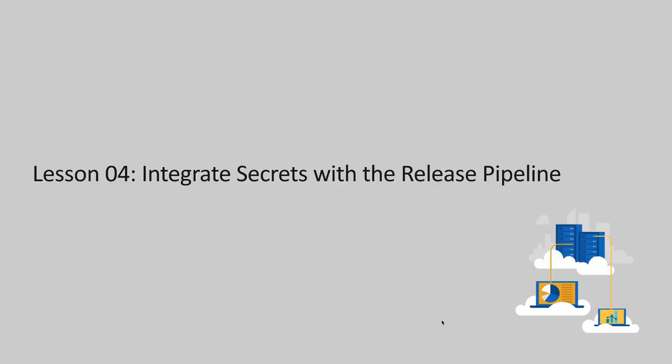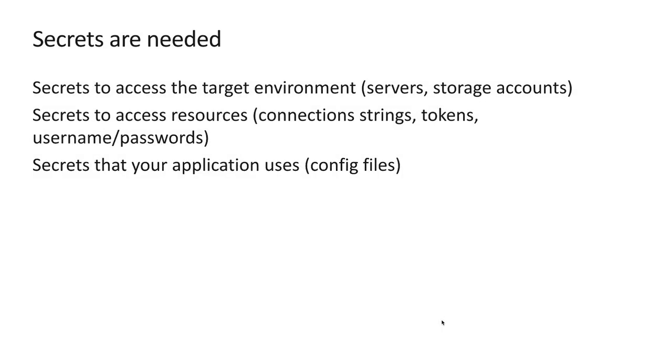So in this lesson, we'll see how to integrate secrets with the release pipeline. Secrets are needed because for any target environment, for example QA, I might have certain secrets, and for production, I might have certain secrets. So secrets are defined across target environments and are used to store usernames, passwords, and connection strings. So where do I store all these secrets?